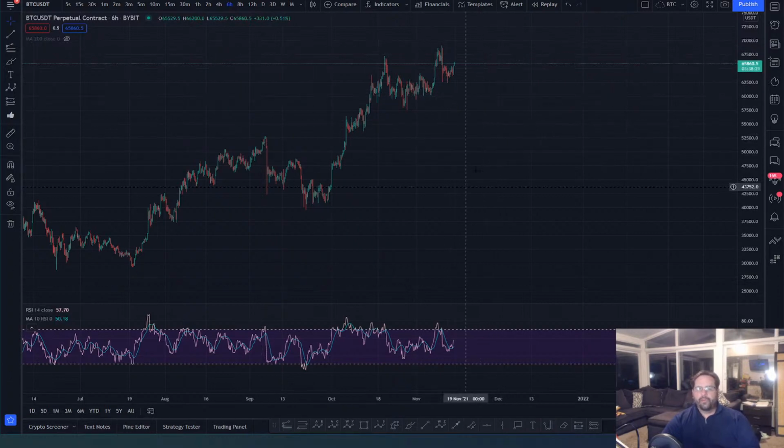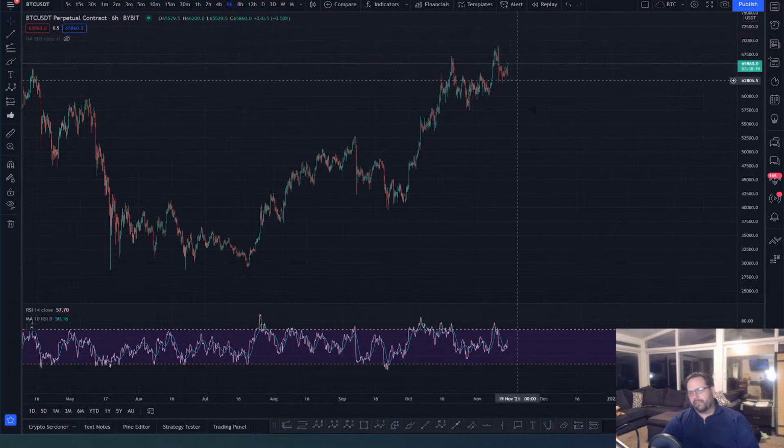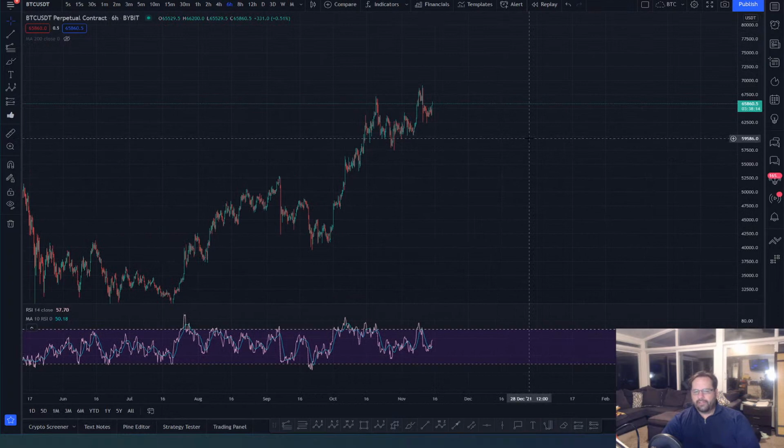All right, so a couple of ideas. This could be part of a large, complex correction. It could be part of a 1-2-1-2. All right, what else could it be?